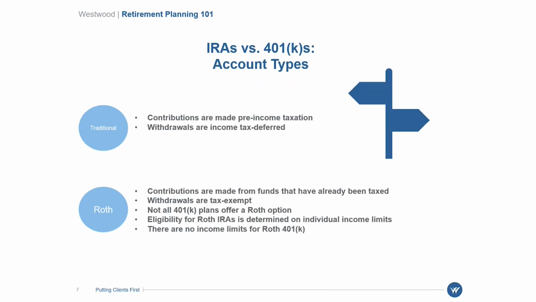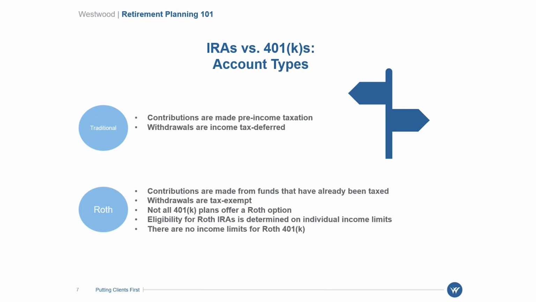So IRAs and 401ks can also be organized either as traditional or Roth accounts. And if you have the option and are eligible, you can choose one or a combination of these two types. And the primary difference between the two comes down to when you pay income taxes, that is, pay now or pay later, and then what you actually pay those income taxes on.